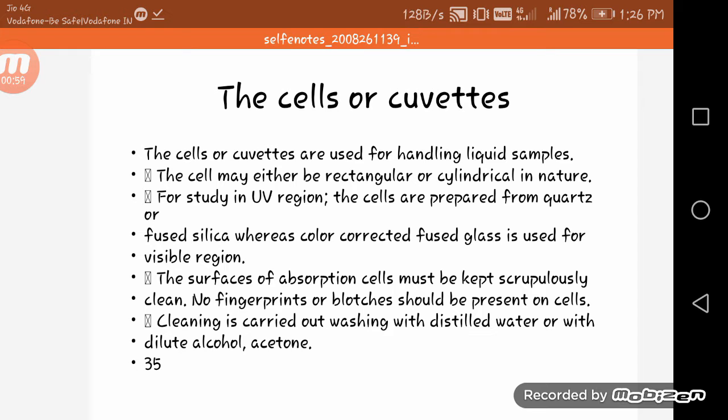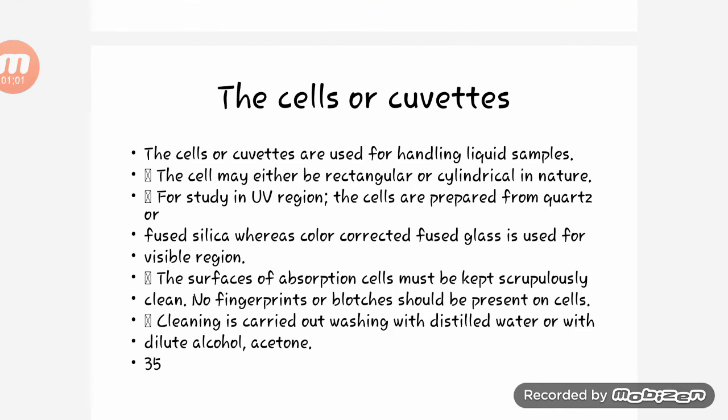The cell or the cuvette is used for handling liquid samples. So the sample cell we call it as cuvette. The cell may either be rectangular or cylindrical in nature. For study of the UV region, the cells are prepared from quartz. Quartz is a material, fused silica, whereas colour corrected fused glass is used for the visible region.